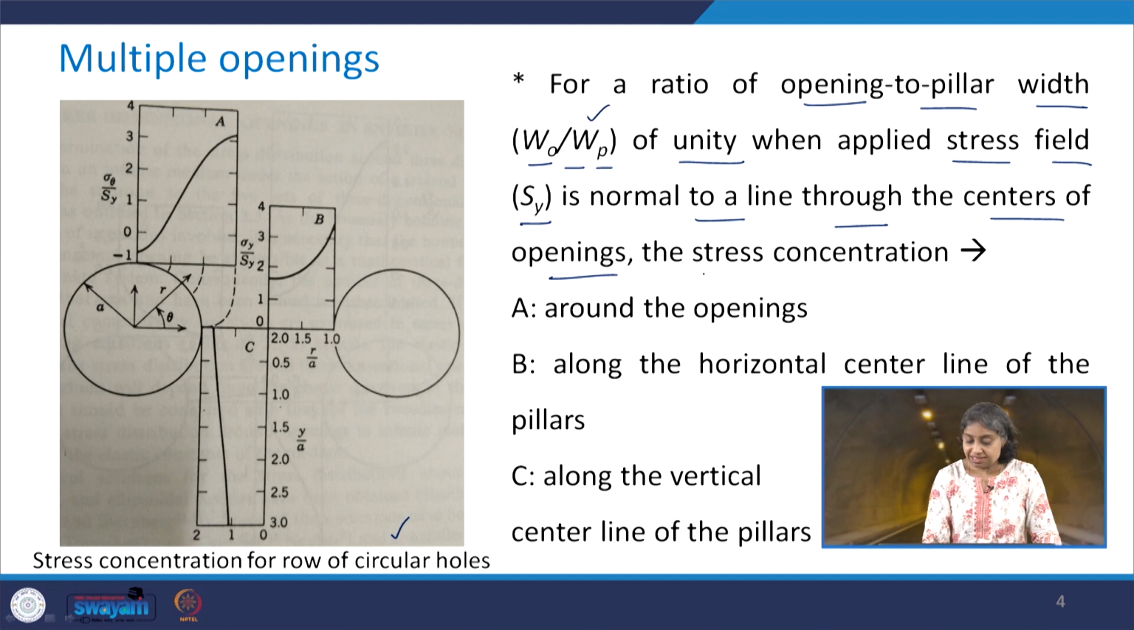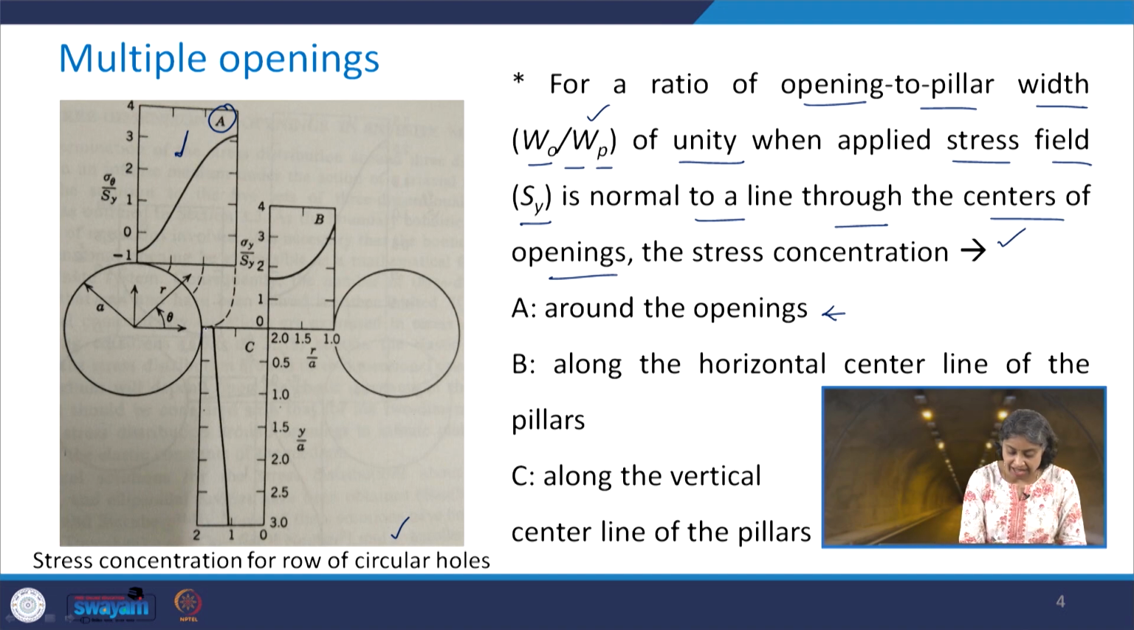In this case, the stress concentrations were plotted as three variations. The first one, variation A, is around the opening. That means if you take the angle theta, here it is 0 degree, this is 30 degree, this is 60, and here it is 90. Accordingly, the stress distribution was plotted and it looks like this.